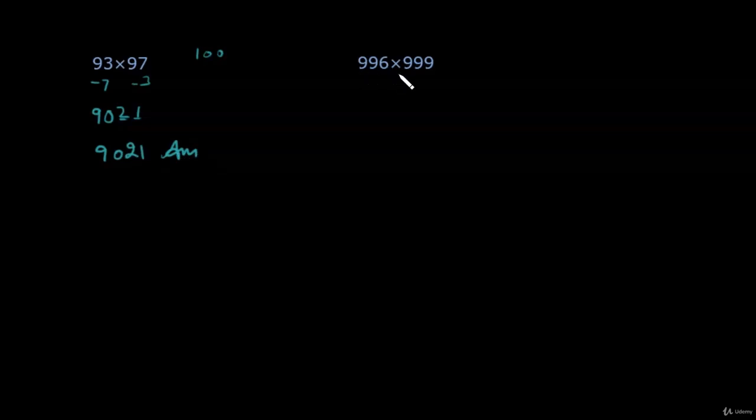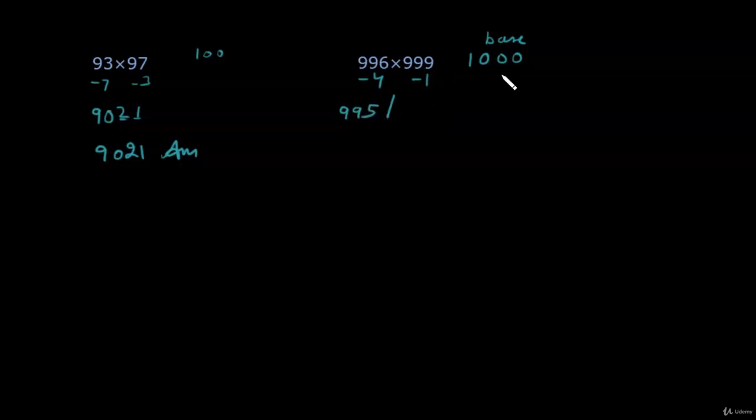Now this time these are 3-digit numbers. So we will place 3 zeros after 1. That means the base is 1000. And this number is 4 less than 1000 and this number is 1 less than 1000. Now for writing the result, we will divide the result into two parts. For the first part, we will subtract 1 from 996 or we will subtract 4 from 999. Both ways we are getting 995.